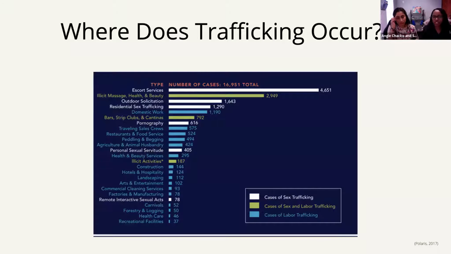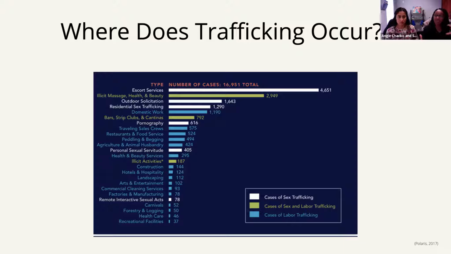And just real quick, just another quick graph. For cases of sex trafficking, escort services come in at the highest. And some of the other top ones for sex trafficking specifically are outdoor solicitation, that's walking the streets, residential sex trafficking, pornography, which leads to all the different ways that the victims can be trafficked, and personal sexual servitude. So that's kind of having your own, essentially in layman's terms, your own sex slave.